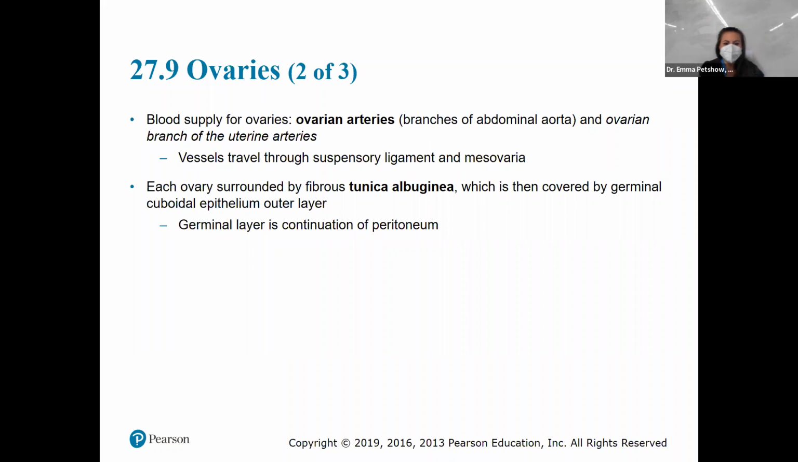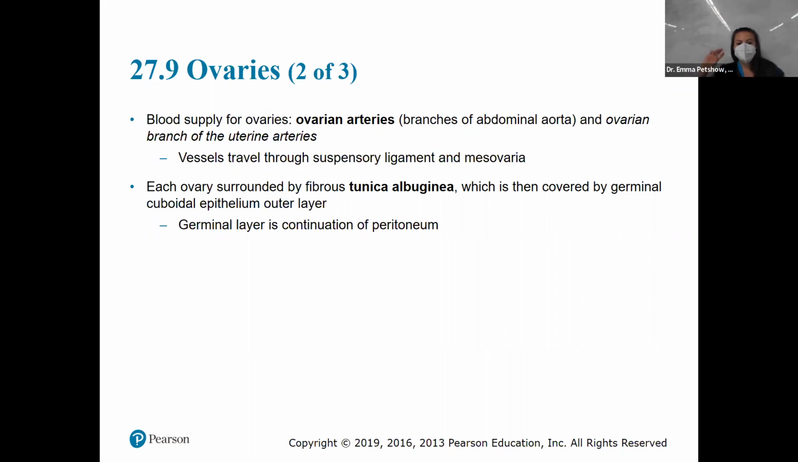Okay, so blood supply for our ovaries. We have our ovarian arteries, which are branches again of our abdominal aorta. So for both of our gonads, male and female, our vasculature comes from our abdominal aorta. Those vessels are going to travel through our suspensory ligament and our mesovaria. So they're going to travel through the broad ligament. That's another way of saying that, right? Because our suspensory ligament and our mesovarium ligament are both part of the broad ligament. So this is a non-clear way of saying that the vessels travel through the broad ligament. I hear that question asked as well.